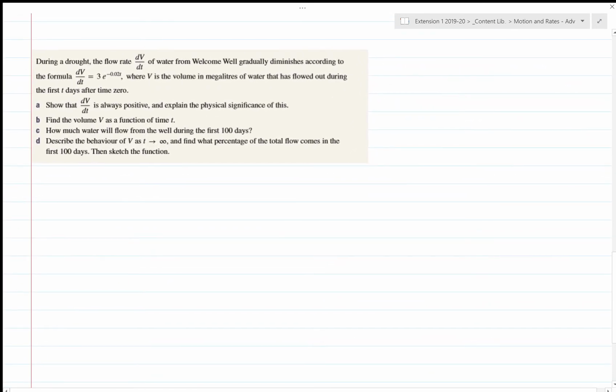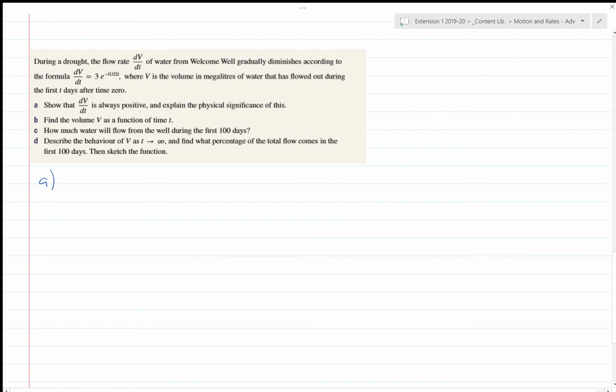During a drought, and so on. Okay, so V to T is always positive. I mean, it's 3 times e to the whatever. So it's 3 times a positive number, so it's always positive. Explain the physical significance. So it means it's always increasing. So the flow rate is always increasing. Okay, there's always something flowing out.